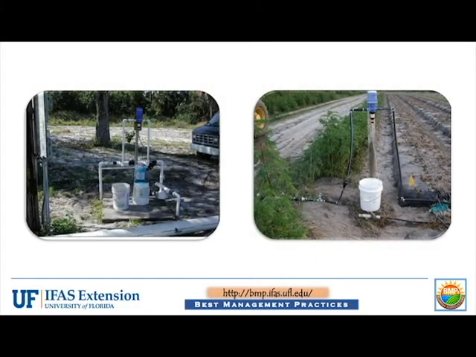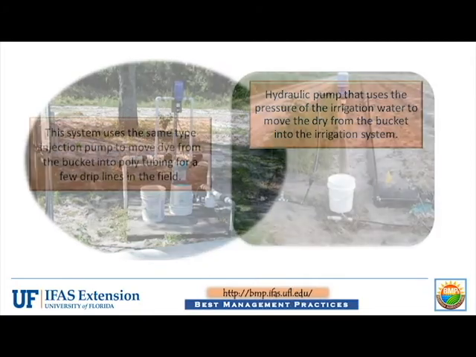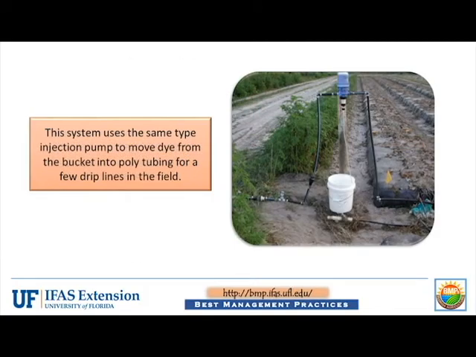Dye may be injected with an irrigation pump or Venturi injector shown in these photos. The injection pump in this photo is a hydraulic pump that uses the pressure of the irrigation water to move the dye from the bucket into the irrigation system. This system uses the same type of injection pump to move dye from the bucket into polytubing for a few drip lines in the field.